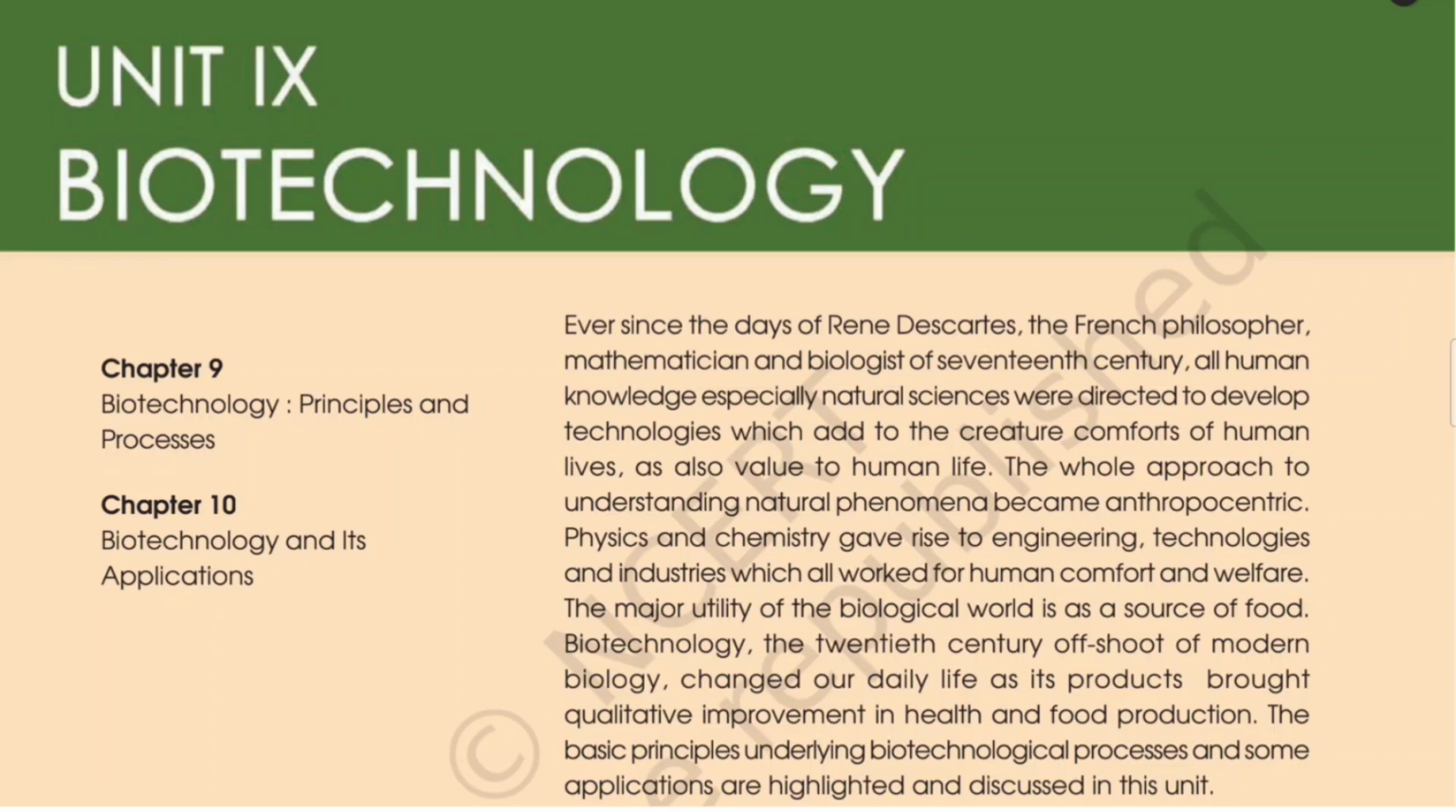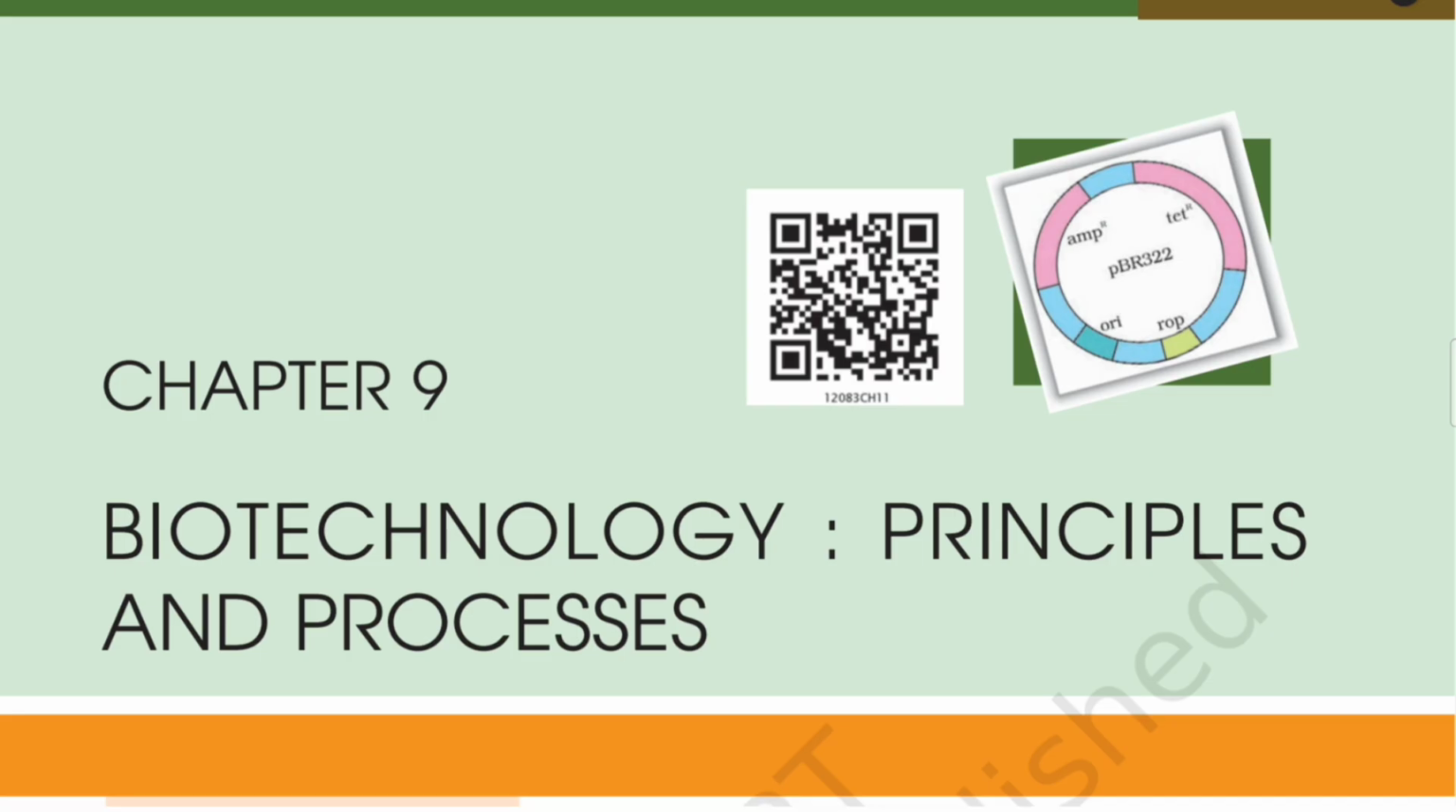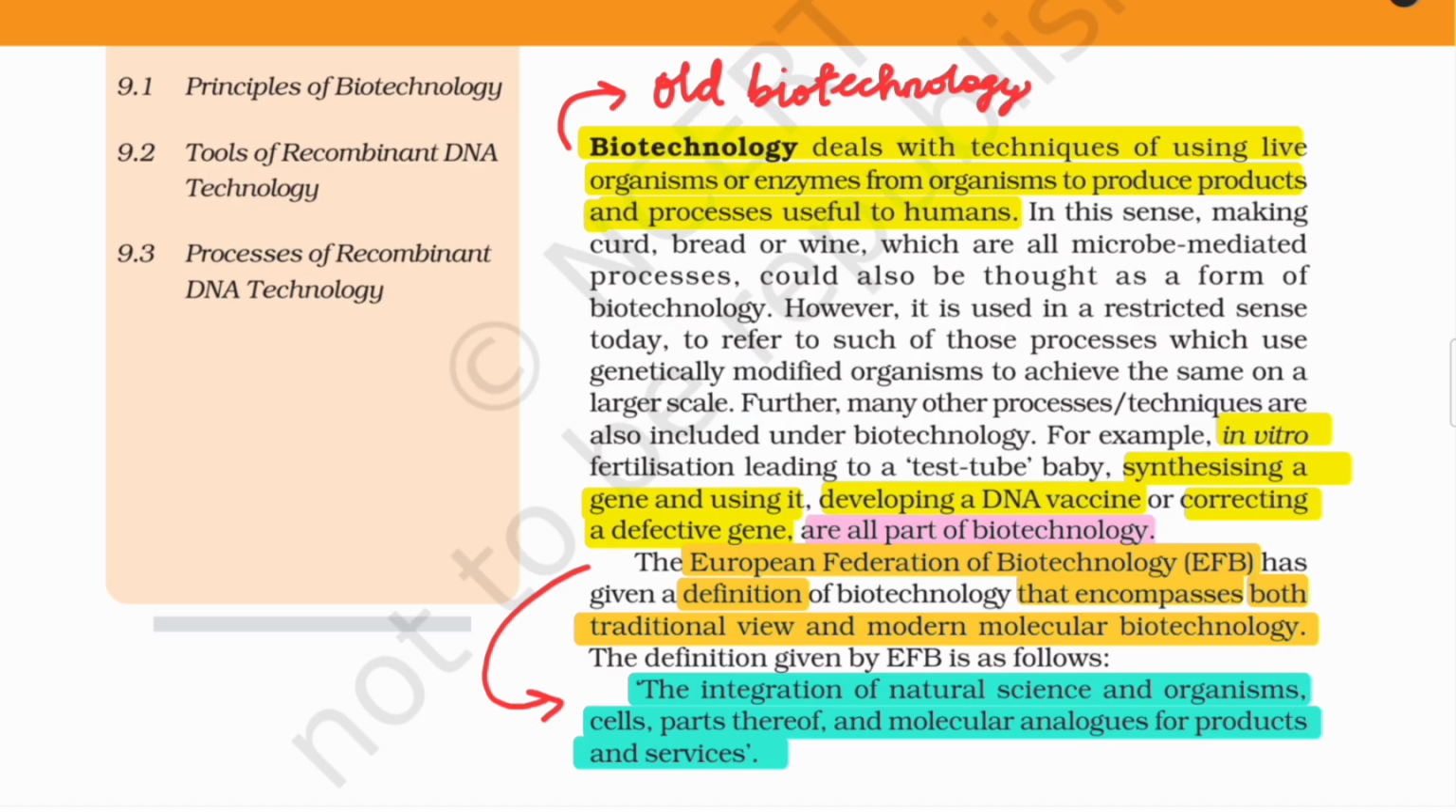Unit 9 Biotechnology. Herbert Boyer, 1936. Chapter 9 Biotechnology Principles and Processes.